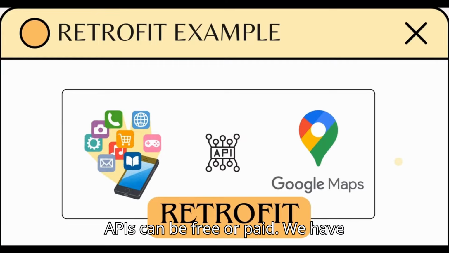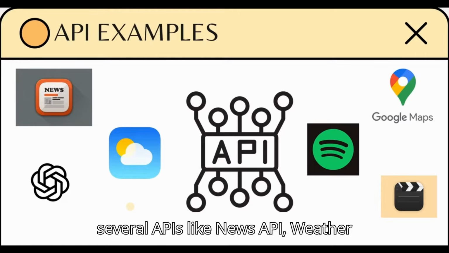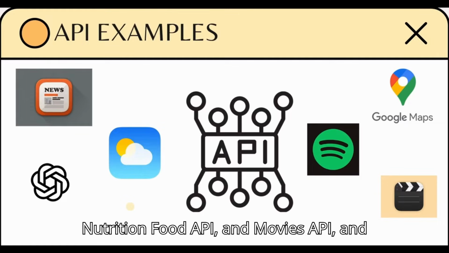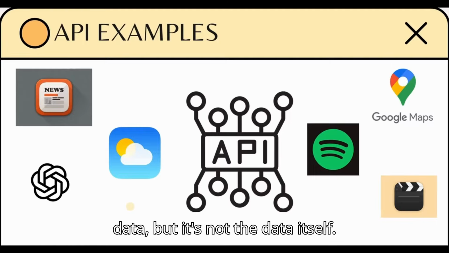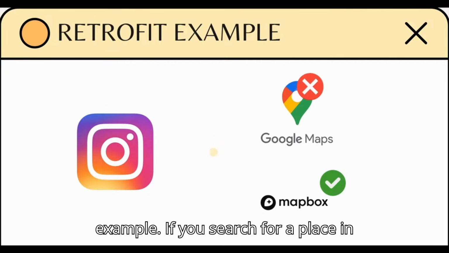The APIs can be free or paid. We have several APIs like News API, Weather API, ChatGPT API, Spotify API, Nutrition Food API, and Movies API, and many more. This API connects you to data, but it's not the data itself. Remember that. I'll give you one more example.